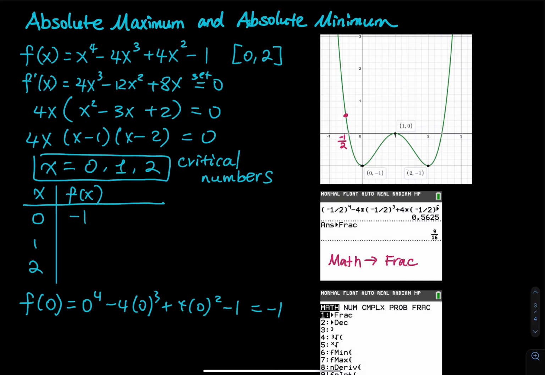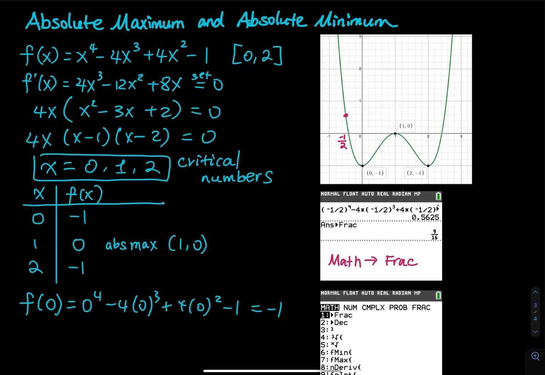When you test the other points, when x is equal to 1, y is equal to 0. When x is equal to 2, y is equal to negative 1. So to find the absolute min and max, all you have to do is find the highest y and the lowest y. So where is the highest y? The highest y is 0, right? So that means this is the absolute max, and the coordinate is 1, 0.